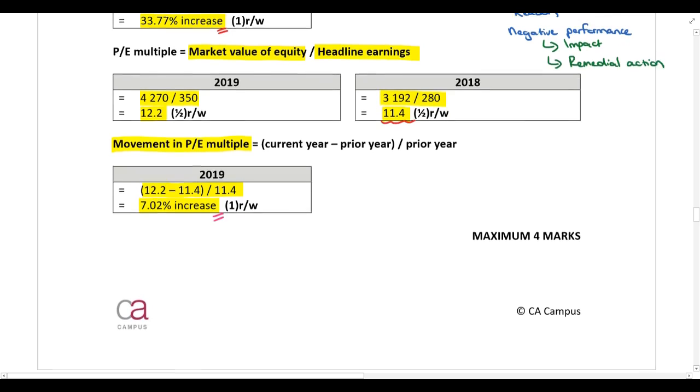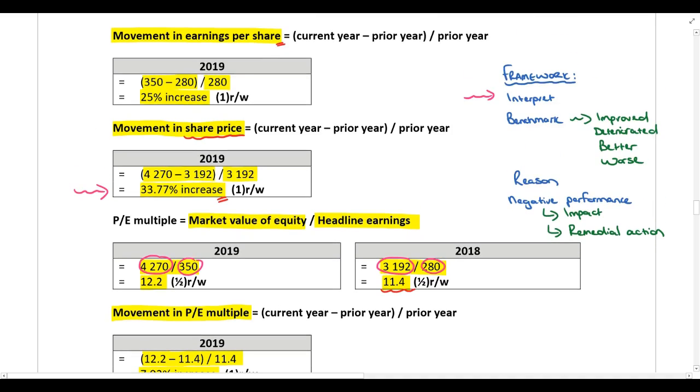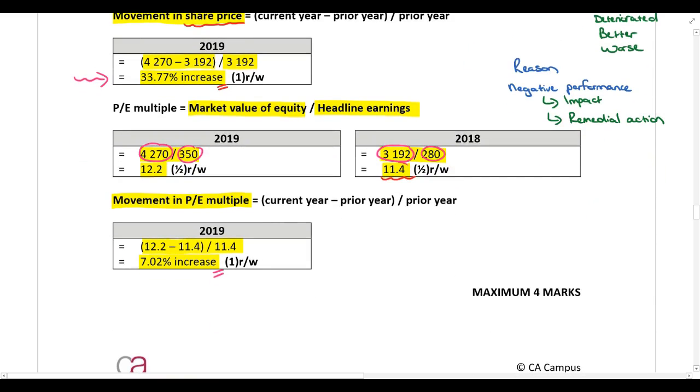So, what is the reason for the increase in the price earnings multiple from 2018 to 2019? Guys, it is because the share price over here is growing at a faster rate than the earnings. And you can confirm that with the calculation above. The share price is growing at 33.77%, whereas earnings are only growing at 25%. So because the share price is growing at a faster rate, that has caused the price earnings multiple to increase from the prior year to the current year.